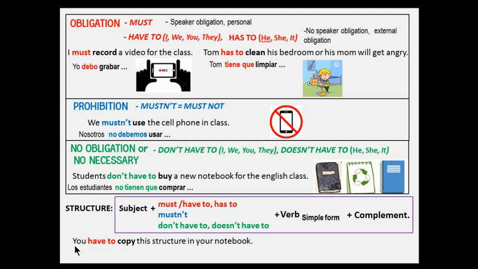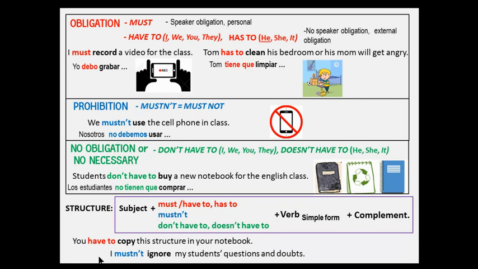Let's check more examples. You is the subject, have to copy this structure in your notebook. Have to. Tú tienes que copiar. Es external obligation, have to. Esta estructura en tu cuaderno. ¿Por qué? Porque yo te lo digo. Yo, profesor, te lo estoy pidiendo. You have to copy.